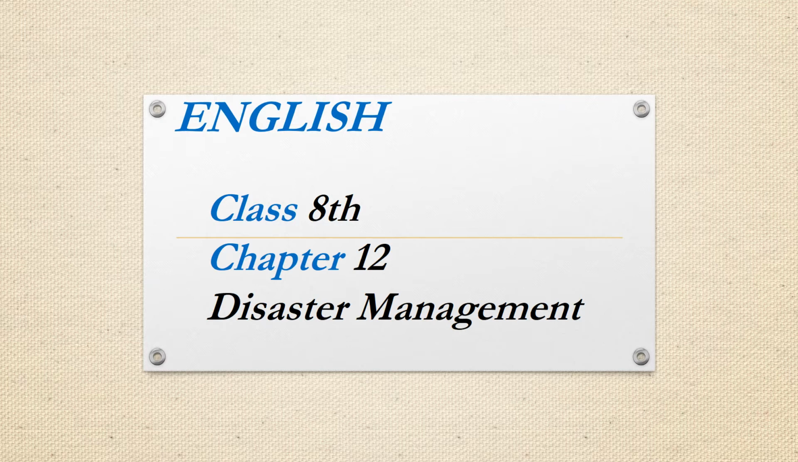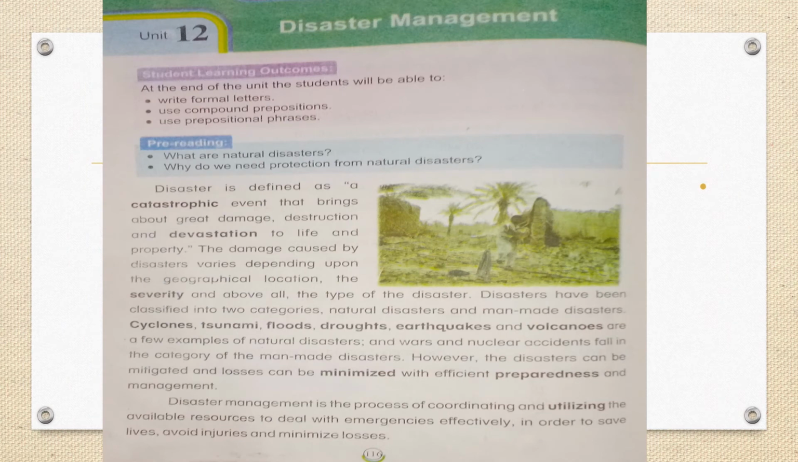We are again here in English class 8th, chapter 12, a new chapter, disaster management. Please open your page number 116, chapter number 12, disaster management. We are going to start its reading. Today's lecture is about reading, and we will write in the end after reading. In the end, we will write the meanings of difficult words, and this will be your homework today. So let's start unit number 12, disaster management.